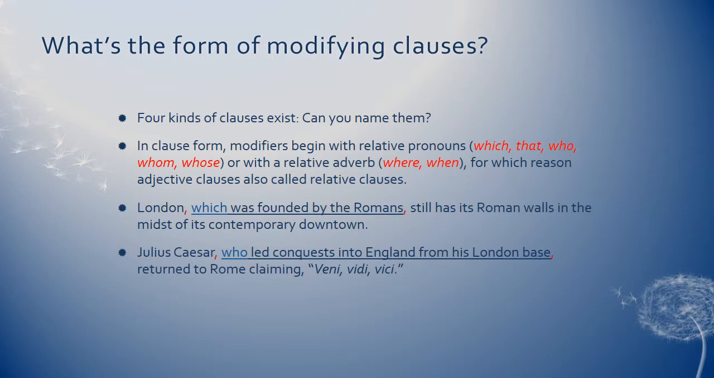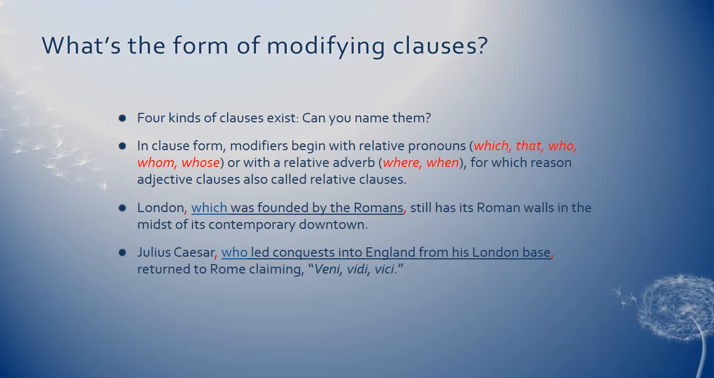Let's look at two examples. London, which was founded by the Romans, still has its Roman walls in the midst of its contemporary downtown. And so here we have a relative clause that's non-restrictive, and so I set it off by commas. And we know it's a relative clause by the clue here, and the clue is the word which begins the relative clause.